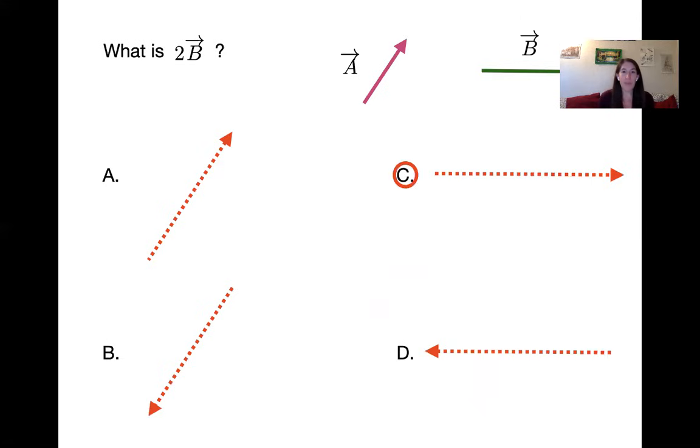All right, so the answer here was C. How do I know that? Again, here, actually, we don't even need vector A. We're just asked about multiplying vector B by the number 2.